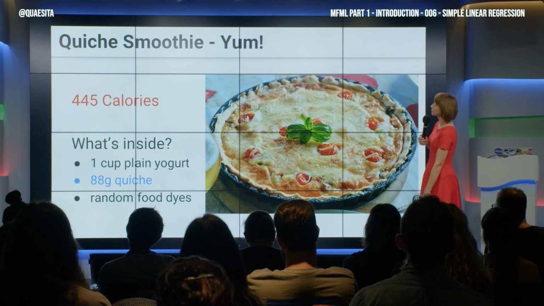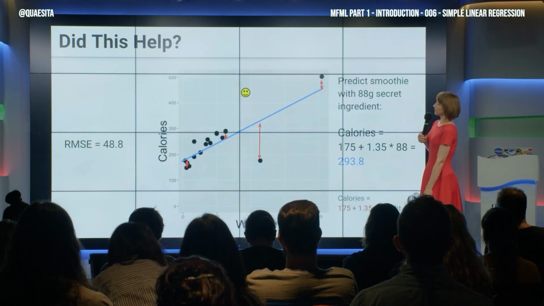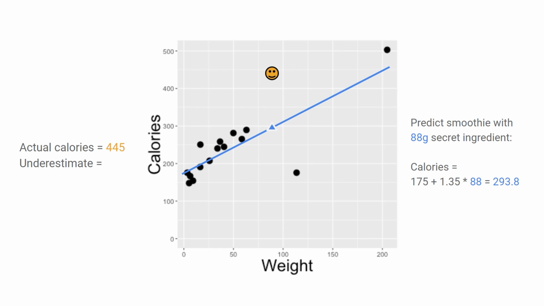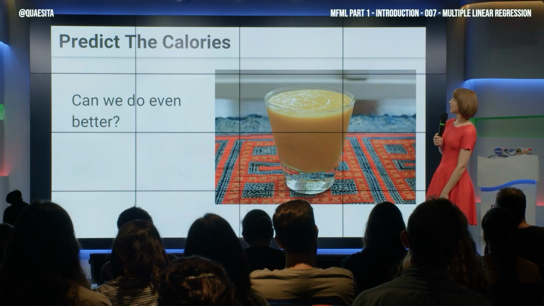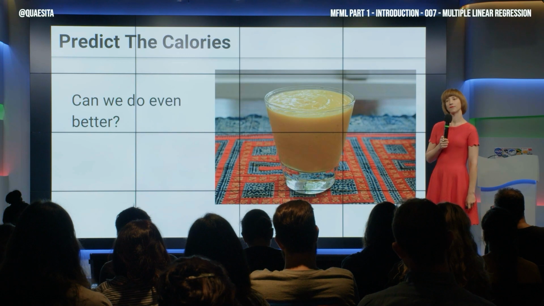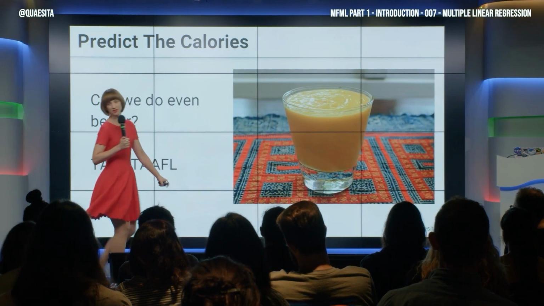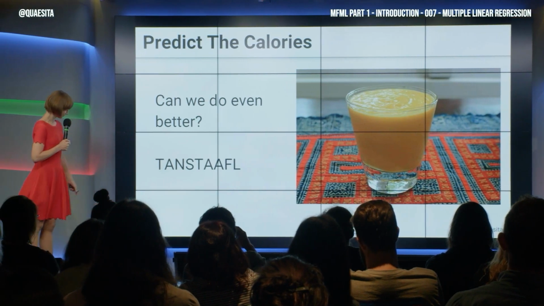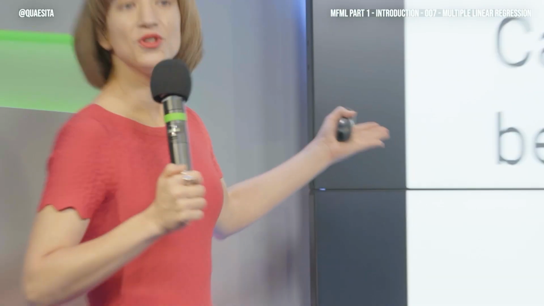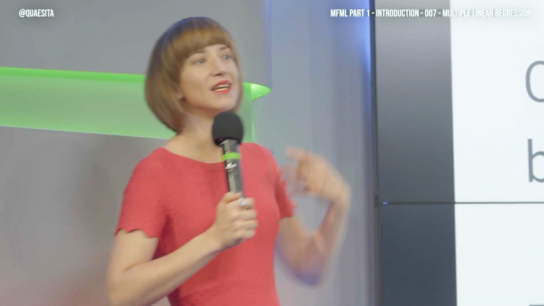Let's look at quiche Lorraine, though. It's taunting us. We did not predict quiche Lorraine well. How did we do? Better. Our underestimate has gone down. Okay. Can we do even better? Can we? Well, there ain't no such thing as a free lunch, she says at Google. To do better, we actually need something else. So what is it going to take?